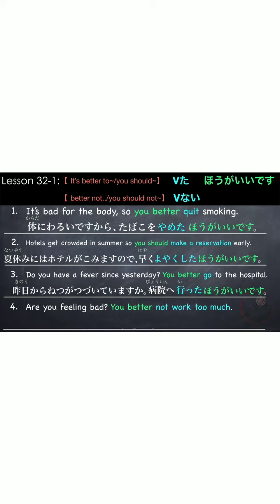And one more example. Are you feeling bad? You better not work too much. 調子が悪いですか? 無理をしない. So here we are using a negative verb. So we are using 無理をします, which is to work too much, and make it into ない form. So we just change the ます to ない. 無理をしない followed by 方がいいです. 調子が悪いですか? 無理をしない方がいいです.